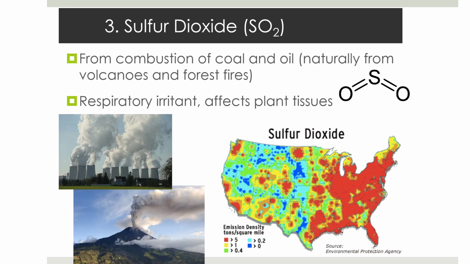Now, this map here actually shows you the density, in tons per square mile, of sulfur dioxide being released. Notice, not as big of an issue on the west coast as it is on the east, and that's one of the reasons why we don't see a lot of acid rain in the west.